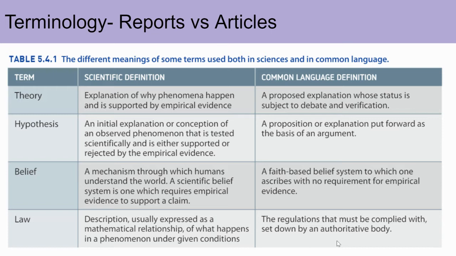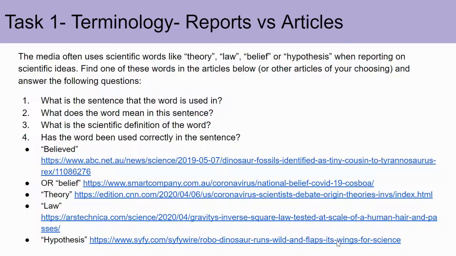And a law is a description, usually expressed as a mathematical relationship, of what happens in a phenomenon under given conditions, whereas in common language, it's the regulations that must be complied with, set down by an authoritative body, which we looked at in our Do Now.